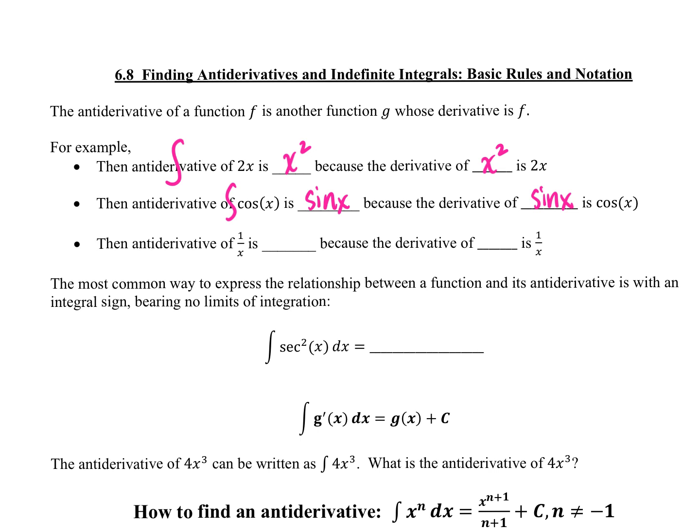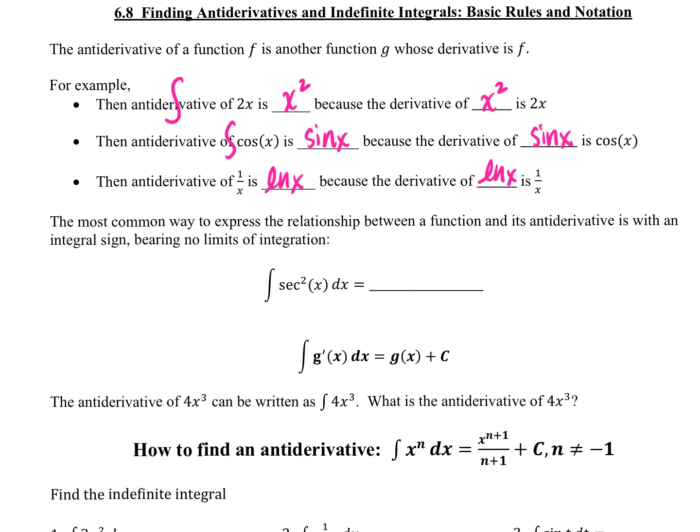The antiderivative of cosine is sine, or the integral of cosine is sine, because the derivative of sine is cosine. Ooh, antiderivative of 1 over x. That one we haven't seen in a little smidgy. That one's natural log because the derivative of natural log is 1 over x. Good job. So you guys, whose derivative is secant squared? Tangent.